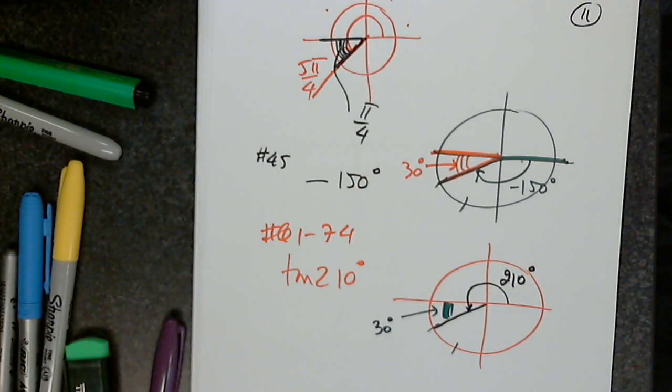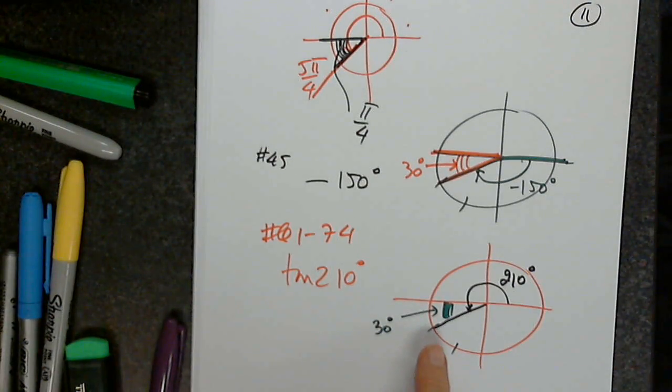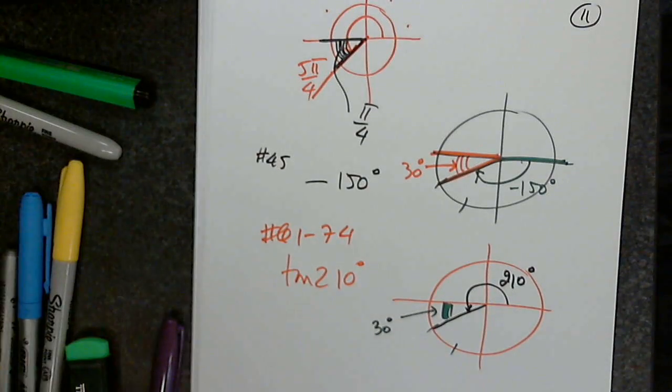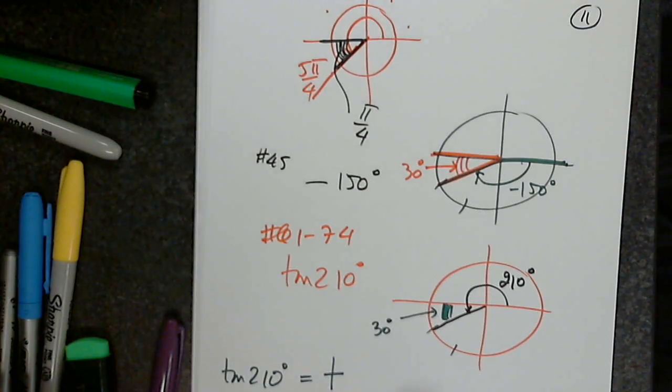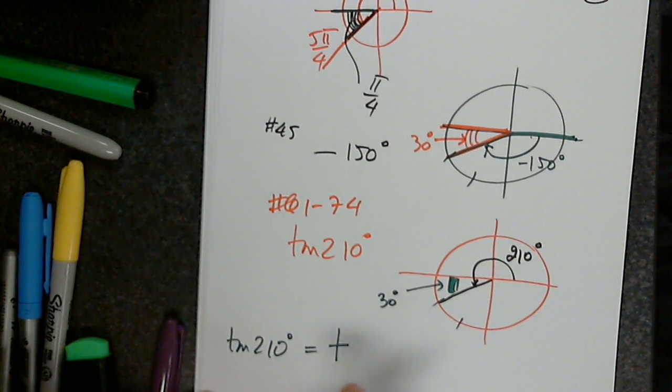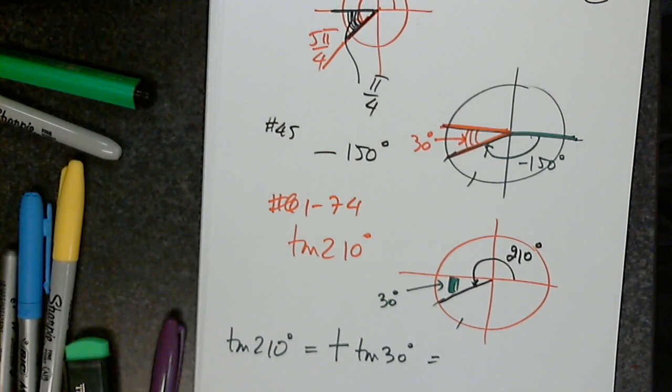Now I need the sign of tangent in the third quadrant, where both sine and cosine have the same sign. What will be the sign of tangent? Right, negative, because X and Y are both negative here, which means sine and cosine are negative here, and the ratio must be positive. So I know now that tangent 210 is positive tangent 30 degrees. And you should say, but you told me not to learn tangent. Yes, I specifically told you, do not memorize tangent 30.